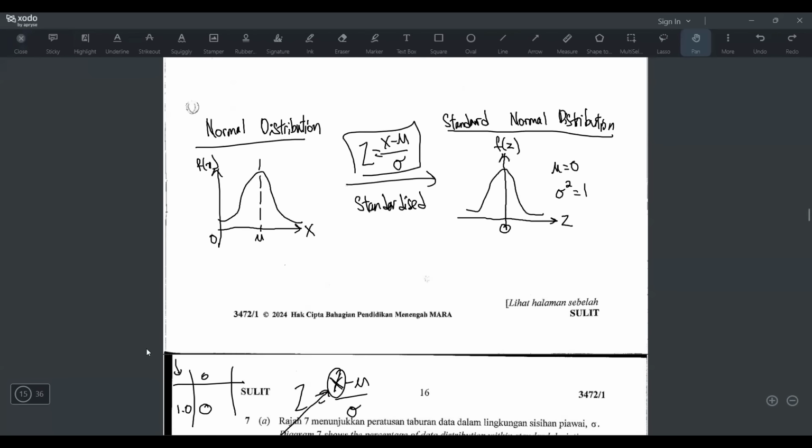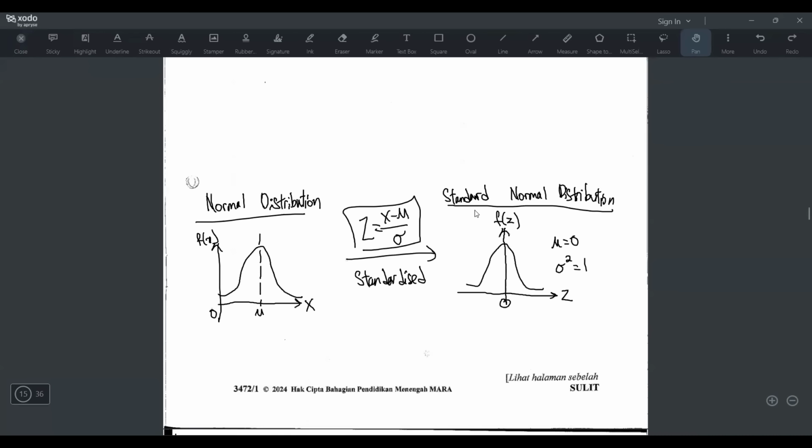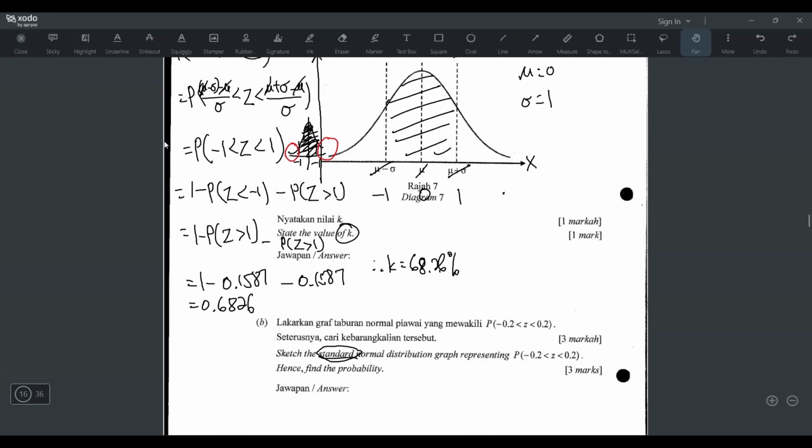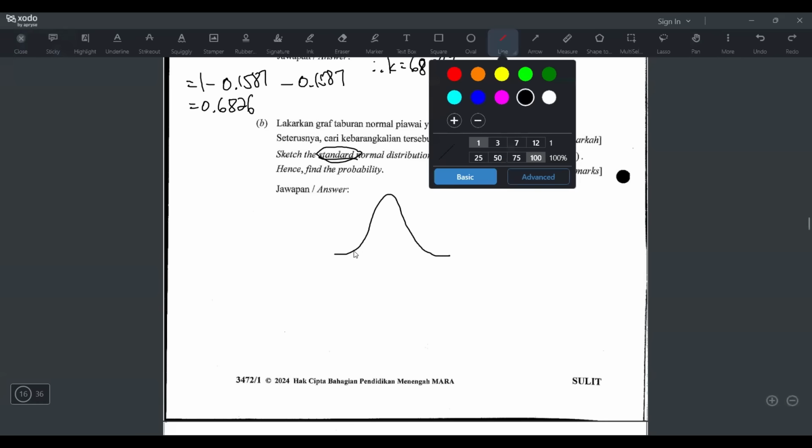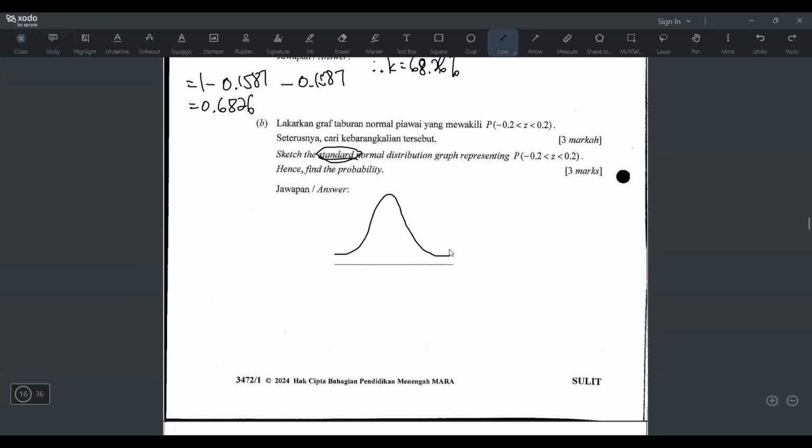Number B, sketch the standard normal distribution graph representing this. Let's go to the notes. So this is the standard normal distribution, right? You should draw your vertical axis right in the middle, which means your mean will be 0. Hence, find the probability. So just draw a bell shape, then draw the horizontal axis first, followed by the vertical axis, and the vertical axis should cut right in the middle because this is already standardized. And this is the f(z).